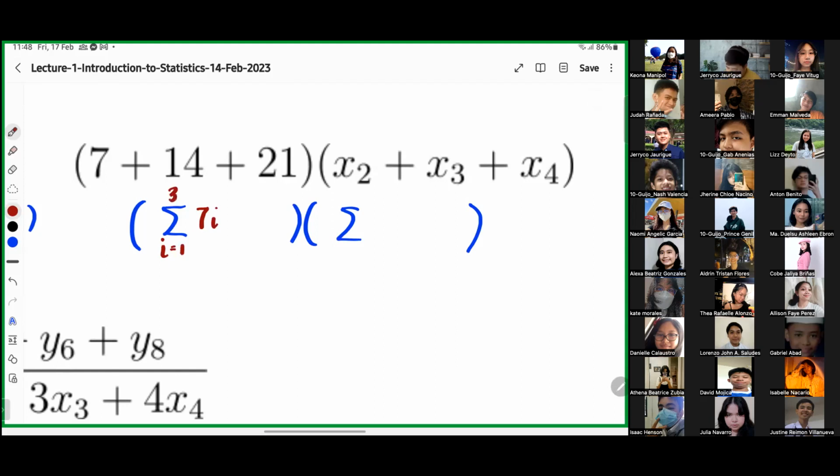Nice. How about the other? X sub I plus 1. Yeah, nice one. X sub I plus 1. Tapos ang I po ay 1 din po. 1 to 3 max din ulit. Alright. Very good. Is there a way to combine this? Isang summation lang?